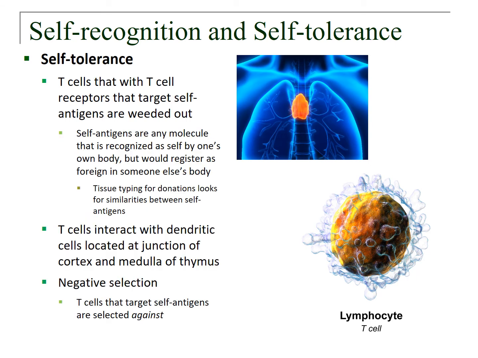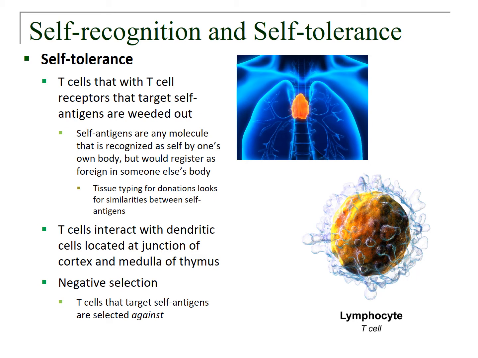The other test is self-tolerance. So if you have a T cell that targets self-antigens, they get selected against. So a self-antigen is any molecule that gets recognized by self as your own body, but would register as foreign in somebody else's body. So this is basically one of the ways that tissue typing for donation works. You look for similarities between self-antigens, and the closer that they are structurally, the better the chance that the recipient's immune system either doesn't attack or has less of an attack on the transplanted organ.